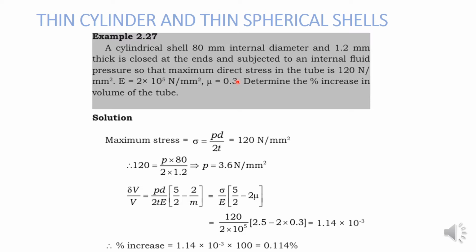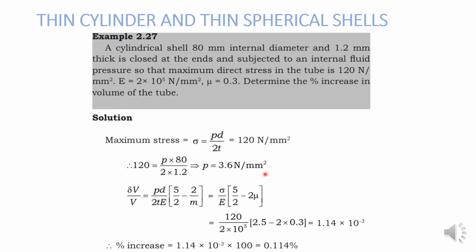Okay, so if a maximum direct stress is given in the question, which is the maximum permissible stress or the PD by 2T value, we can equate PD by 2T equal to 120 Newton per mm square, and from that we can find out the value of pressure of the fluid inside the cylinder. Where P is the pressure of the fluid, D is the diameter and T is the thickness of the thin cylindrical shell. So you obtain the pressure as 3.6 Newton per mm square.